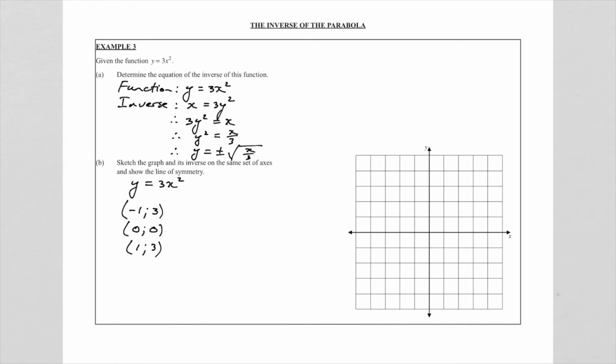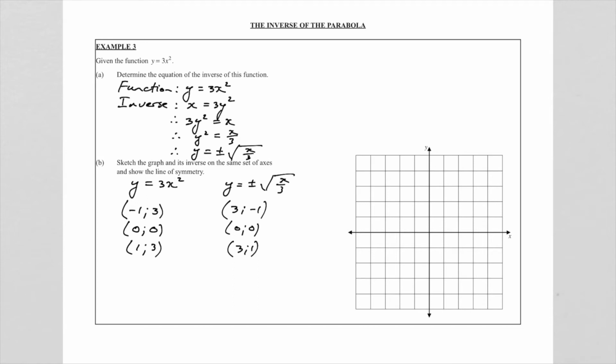When we look at the inverse function, y equals plus or minus the square root of x over 3, we don't need to calculate these 3 points again. We may just swap them around, because x becomes y and y becomes x. So always remember with the inverse, if you have a coordinate on the function, you swap the x and y, and that will give you a point on the inverse. So these points will be (3, -1), (0, 0), and (3, 1).